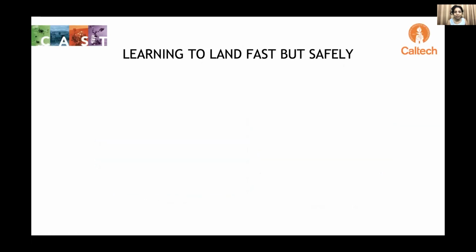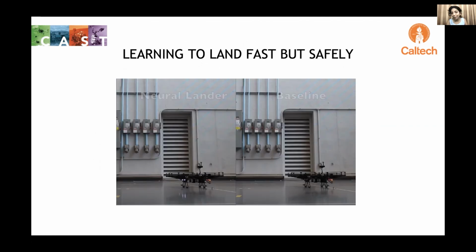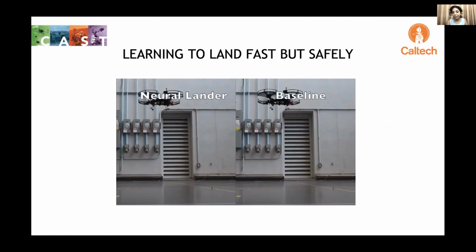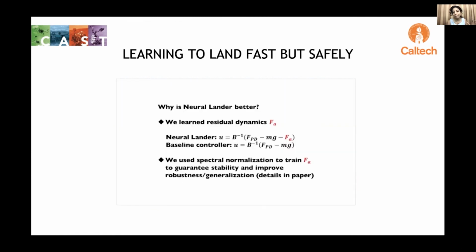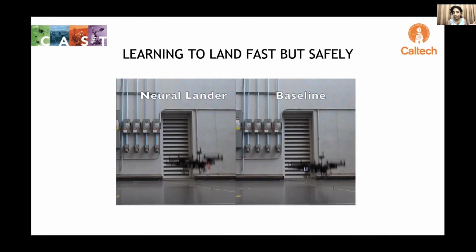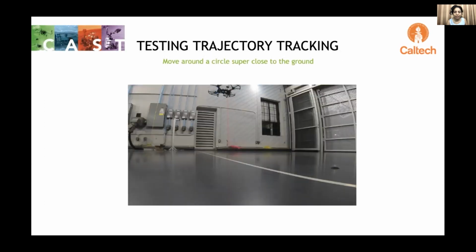Another example is the drone landing, which again combines model-based control with a deep neural network to learn the ground effects, which are the turbulent forces, which are very hard to model. By combining it with known controllers and known physics and adding a neural network, you can help it land much faster but safely. And you can do really close trajectory tracking here, which you couldn't do with just the baseline controller.